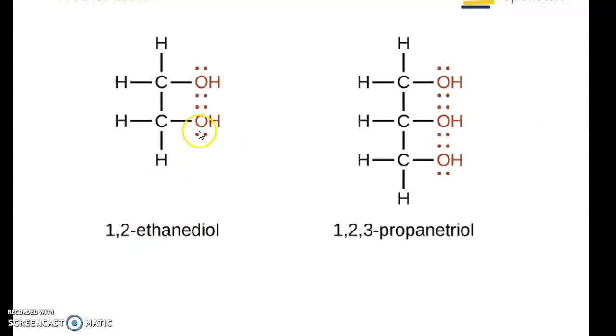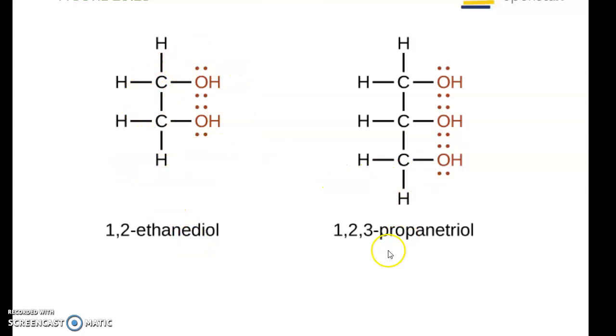Now, it's also possible to have more than one of these OH groups. Anything with an OH group bonded directly to a carbon is an alcohol type of group. But this right here, you've got 2 of them. This is 1,2-ethane diol, also known as glycol.